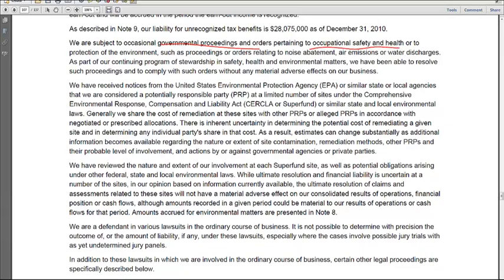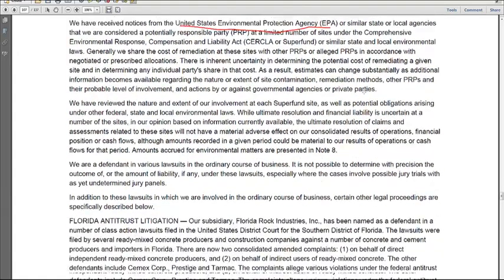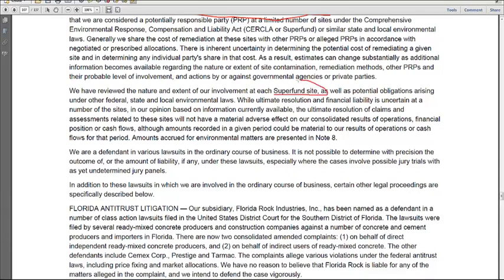And then what is a big deal for Vulcan actually is getting into government proceedings pertaining to occupational safety and health. So no surprise, you're digging up stones from the ground. You have plants where you're making asphalt. You have to worry about employee safety and pollution. And so they talk about all the issues that they've run into. So there's some notices from the U.S. Environmental Protection Agency about some problems. Maybe Superfund sites, that's where you have a big spill of some kind of chemical or pollutant into the ground that then has to be cleaned up.